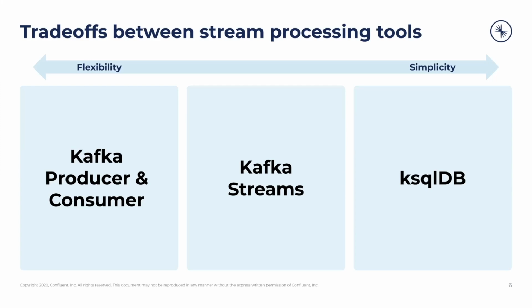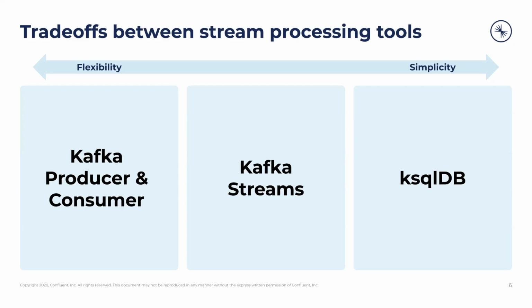And then a higher level abstraction and a little more simple is ksqlDB. So ksqlDB is built with Kafka Streams. So Kafka Streams is built with the core clients. ksqlDB is built on top of Kafka, or built with Kafka Streams.